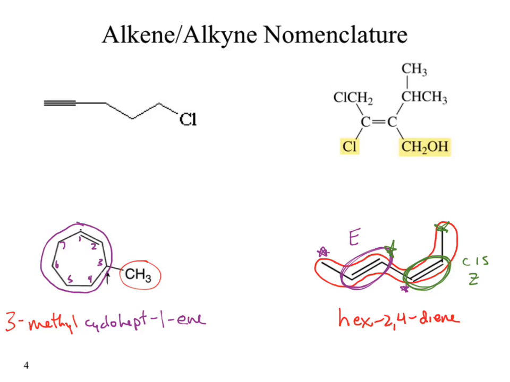So we then have to go through and add the EZ moniker into that. Your EZ notation usually shows up at the front of the name. 2E, 4Z, hex-2,4-diene. The next fun part is which one comes first. Should it have been 2E, 4Z or 2Z, 4E? I don't remember. I really don't.